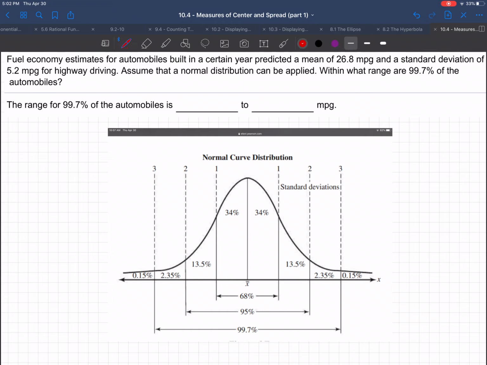This problem is talking about normal distribution. It says it right here, normal distribution, and that's the name of this curve, this bell-shaped curve down here. It's the normal curve distribution. So this is going to be very common. They're going to have several problems where they use this bell curve. So you want to put this bell curve on your notes for the next exam with all the percentages that are written on it. Let me explain to you what it is.